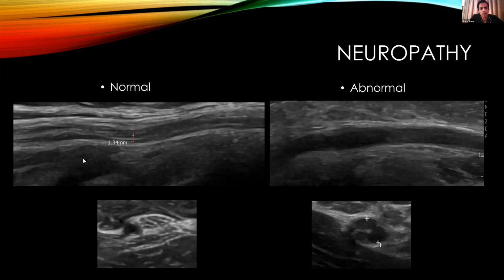Just an example of normal versus abnormal. So what happens when the nerve becomes pathological? The neuropathic nerve loses its normal echogenicity, which you can see very clearly. It becomes thickened. You lose that honeycomb pattern, and in the abnormal one on this side, you can see the nerve fascicles are quite markedly thickened. So these are the signs that we look for. The thickening can be diffuse. It can be localized, depending on the pathology.